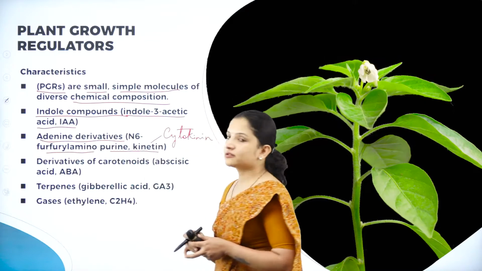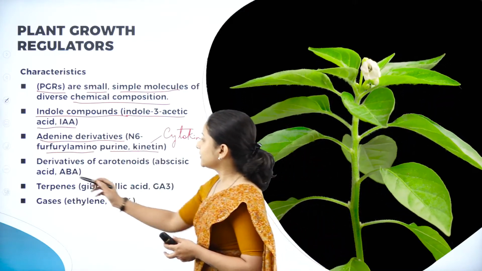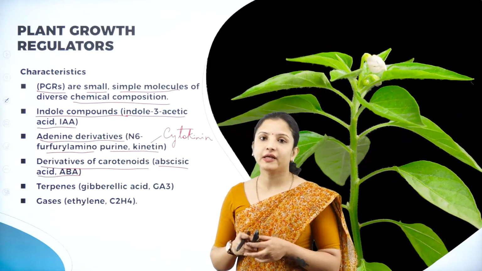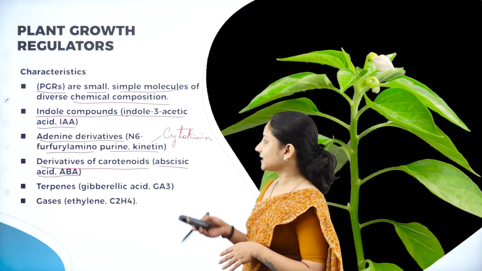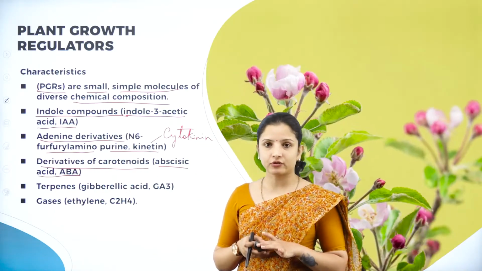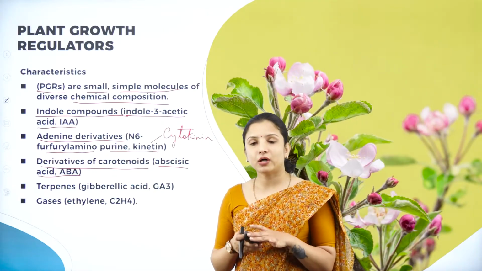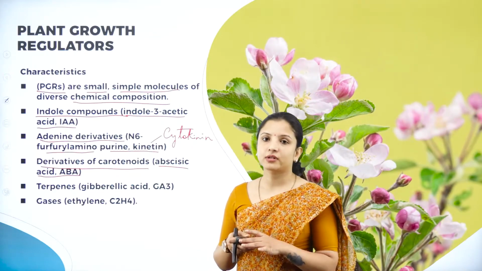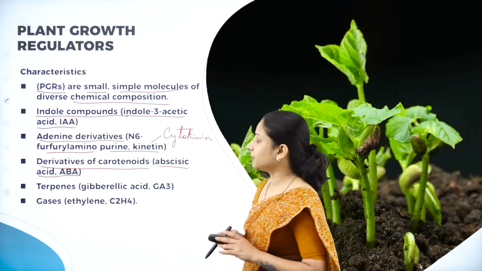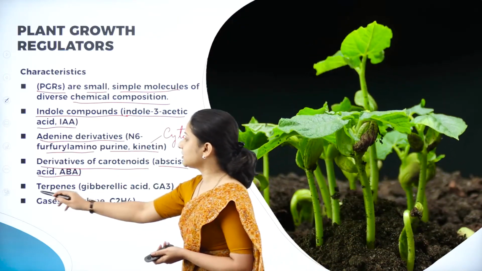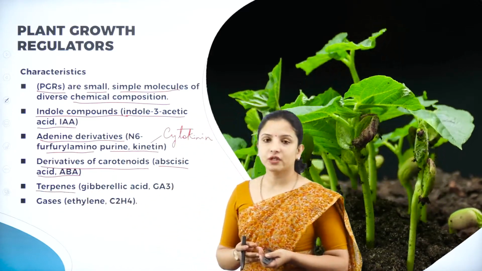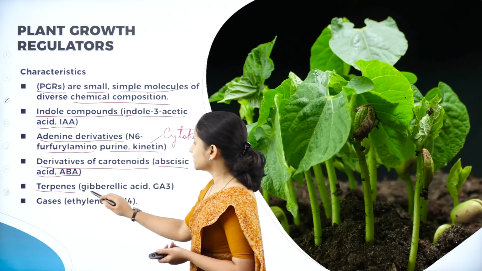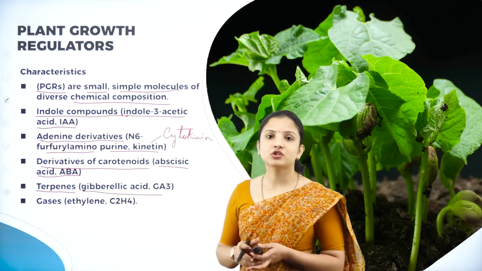And some of the best growth regulators are the derivatives of carotenoids, such as abscisic acid, abbreviated as ABA. Abscisic acid is usually derived from carotenoids, and carotenoids are one of the important pigments present in the plant. We have learnt about that in the photosynthesis in higher plants chapter. And next is terpenes. Terpenes are also important plant growth regulators, such as gibberellic acid, which is called GA3.